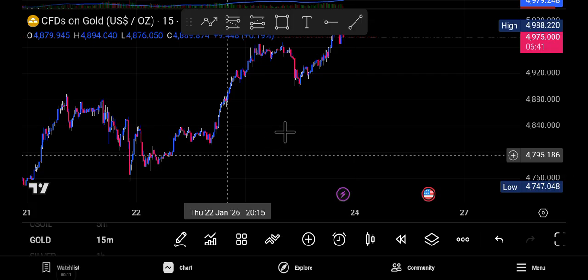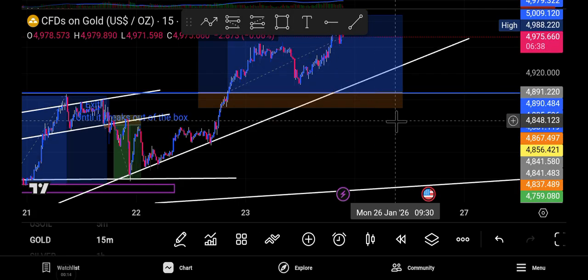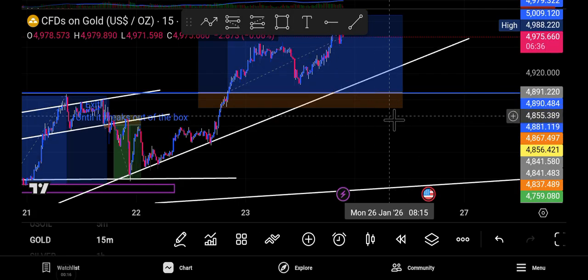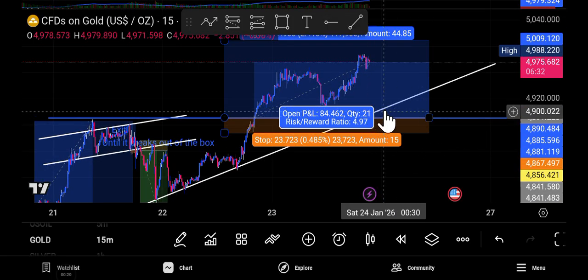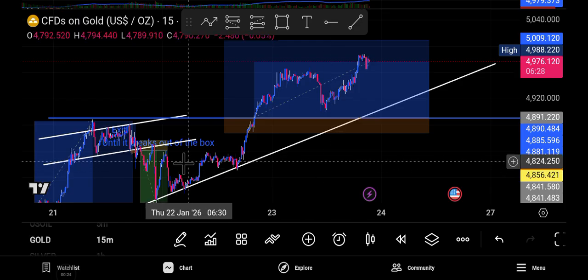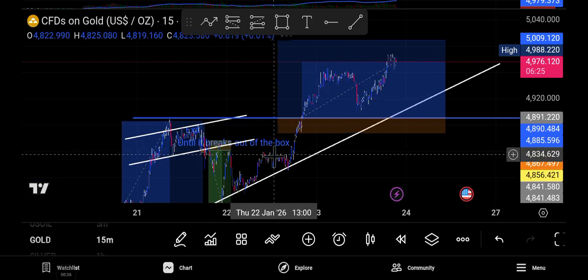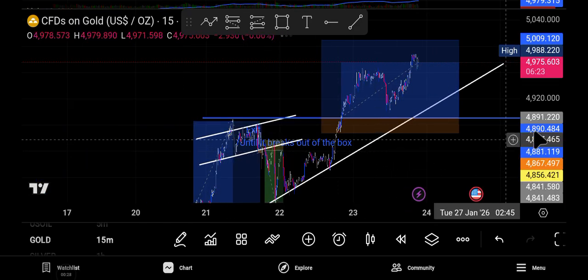So earlier today, I took a trade on gold, and this is how the trade is looking. We were aiming at 1:5. Let's say 1:5, yeah. And let me show you something, guys. Let me explain how I took this trade.